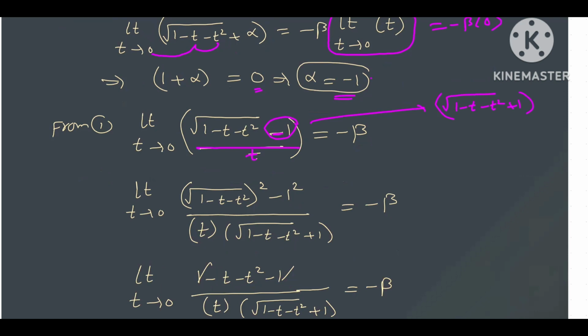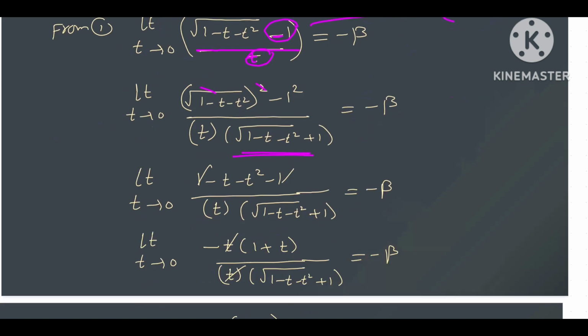After rationalization, the numerator takes the form (a minus b)(a plus b), which is a square minus b square, upon t times the denominator, right? The root squares get cancelled here. So limit t tends to 0, what we get here? 1 minus t square minus 1. Here minus 1 plus 1 get cancelled. In the denominator, t times the root term is as it is, equal to minus beta.